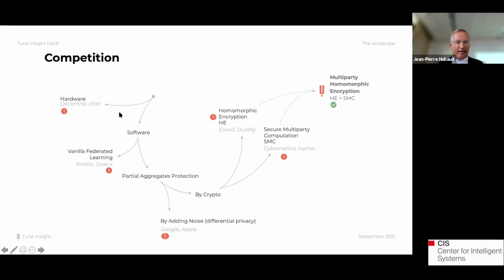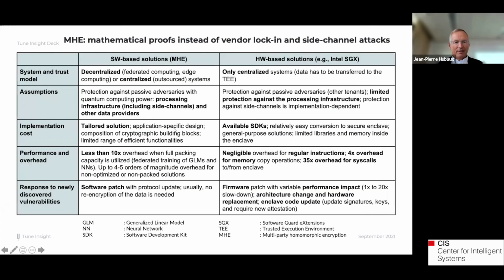Now about the hardware versus software question. Here we have a detailed table that describes the pros and cons of the two. My hope is that mankind will resist the hardware temptation. It is fast, so you just install the thing, but then you get locked into a vendor. And as we know, these systems are currently under attack, so there are side channels and so on. The retrofit, if things need to be changed, is way more complicated than in the case of a software-based solution. So we like to say that what we provide is mathematical proofs as opposed to vendor lock-in and side channel attacks.